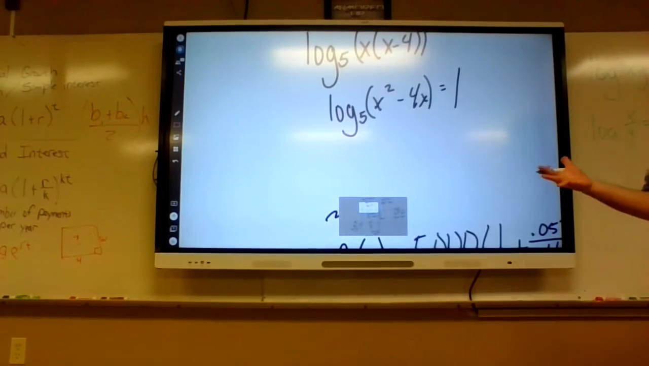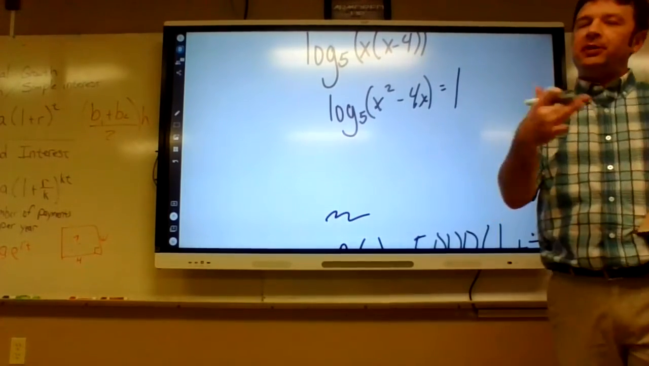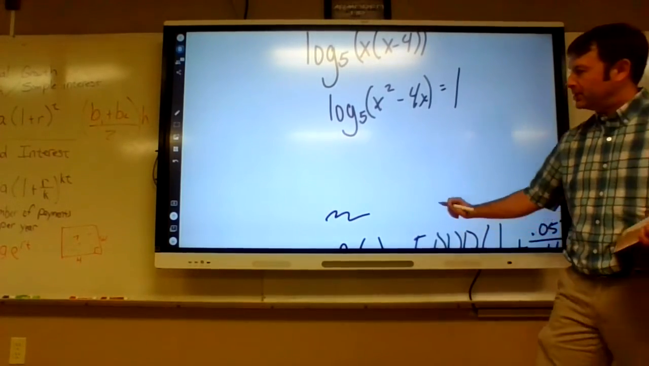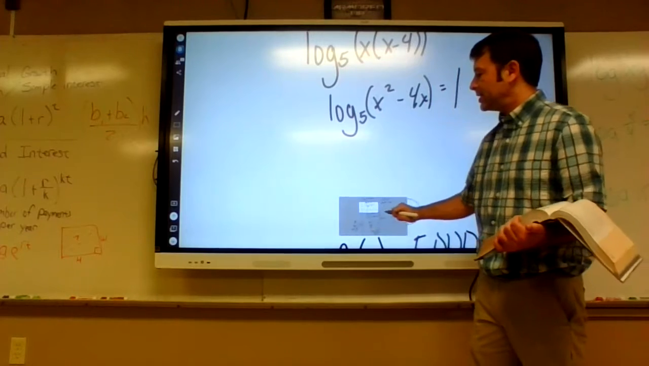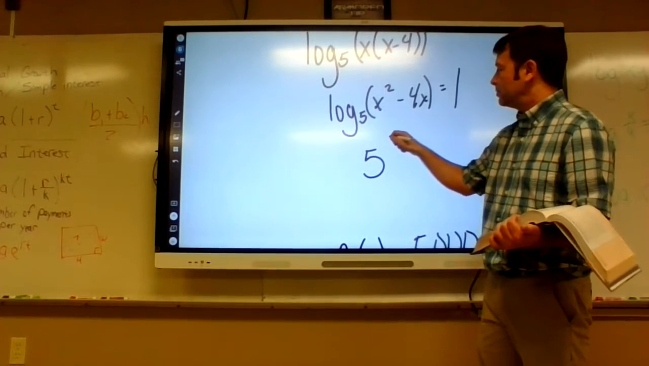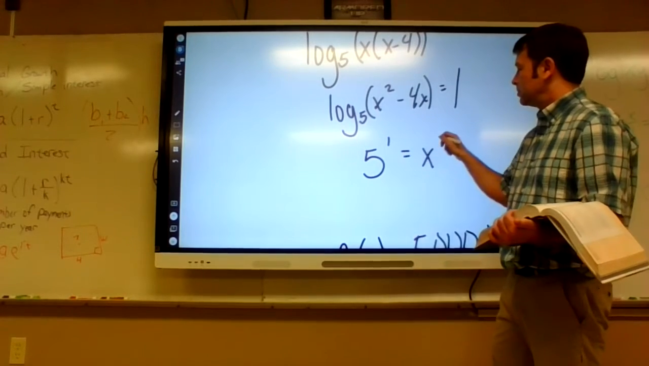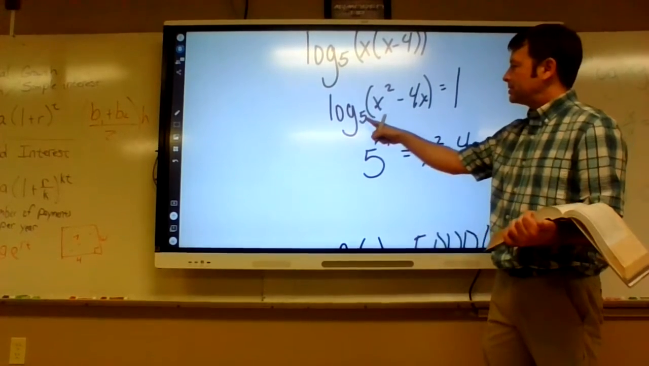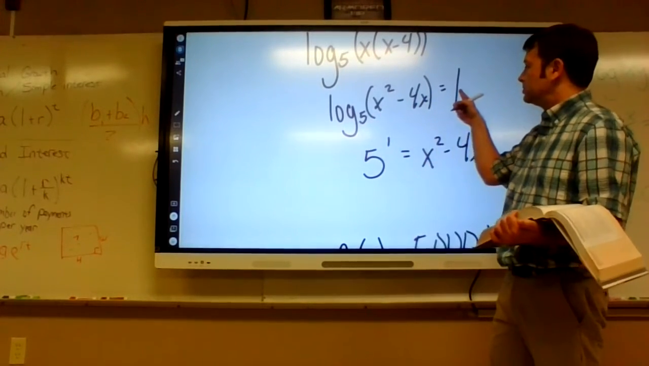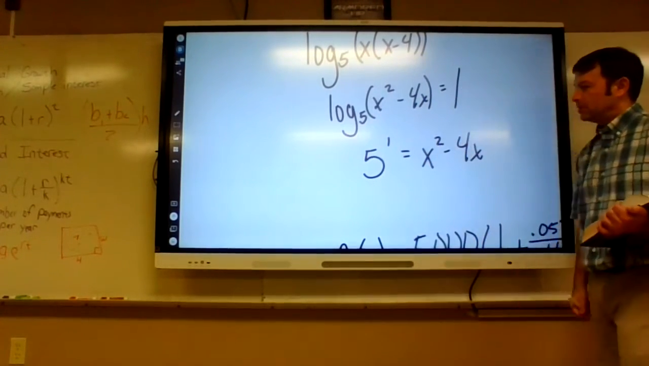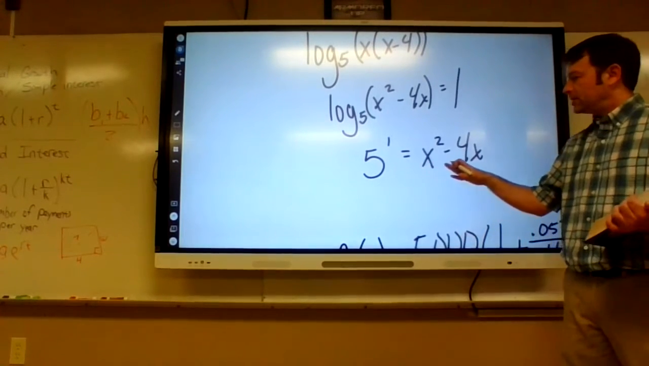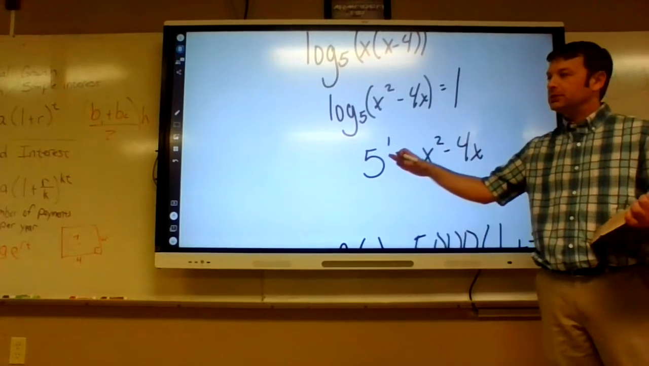If we have a log function, usually we need to change it back to an exponential function. If we have an exponential function, we usually need to change it to a log function. So what's this as an exponential equation? 5 to the 1 equals x squared minus 4x. 5 to the 1 is 5. How do we solve a quadratic equation?